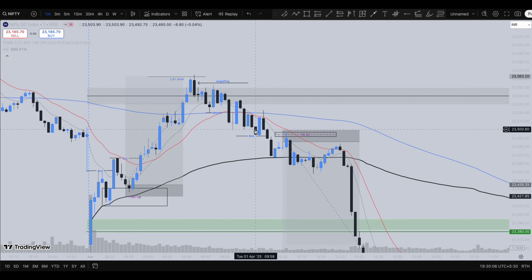And clearly, the market even broke this swing close. And again, the market retraced, rejected price from this 200 moving average, the 100 moving average, the 20 moving average, and closed and even broke this structure low.